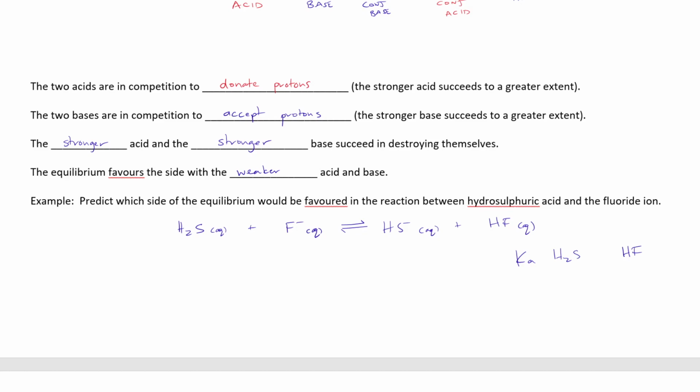When consulting our tables, we see that HF has the higher Ka value, which means that it is going to very much succeed in donating its proton to HS minus, so the reverse reaction is going to happen more. So the left side of the equilibrium would be favored.